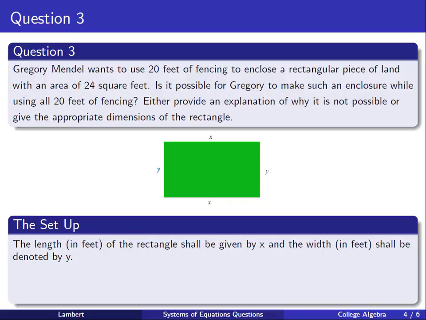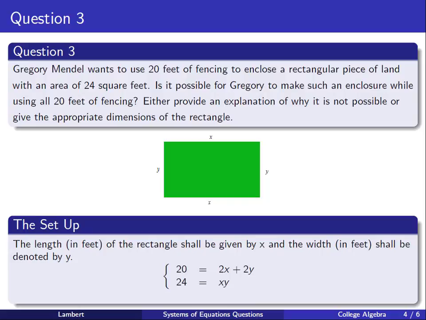Now, what does our equation look like? Well, we know that we have 20 feet of fencing to enclose the rectangular piece of land. So if you're walking around the outside, walking the perimeter, that's essentially what we've done. We have the perimeter here. So our perimeter equals 2x plus 2y, or more easily, 20 equals 2x plus 2y.